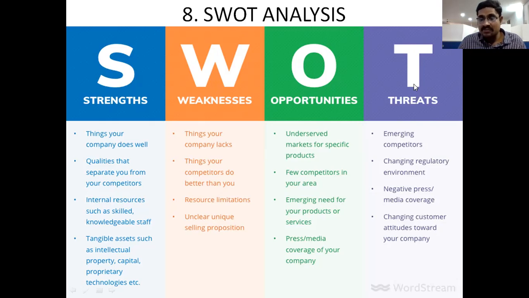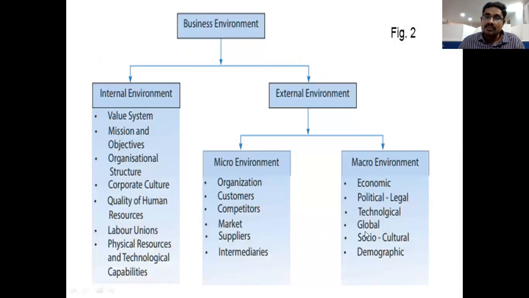Next, coming to the threats. Threat means problems. So, emerging competitors: here it means our company faces more competition, more competitors in the market. Then it will lead to problems for the company. Next, changing regulations of the environment. Regulatory means rules and regulations or changes, which are based upon the political leaders, right? Next, negative press or media coverage towards our company. Next, changing customer attitudes towards our company. So these are a few threats or problems faced by our company. These problems also come from the external environment, right?